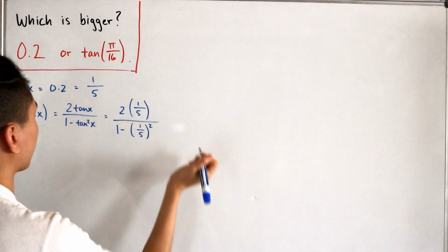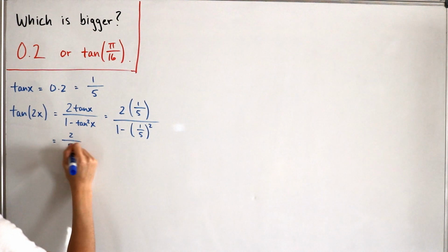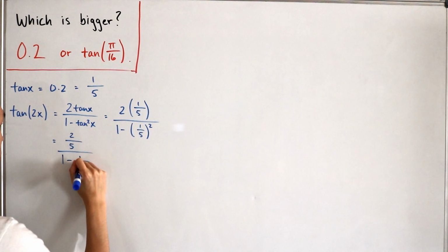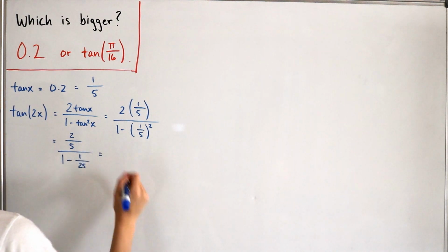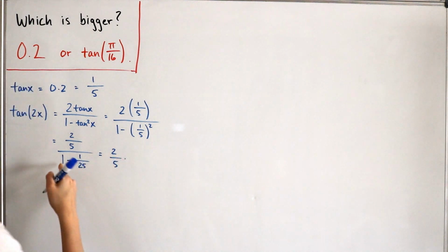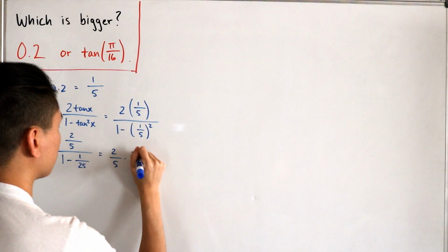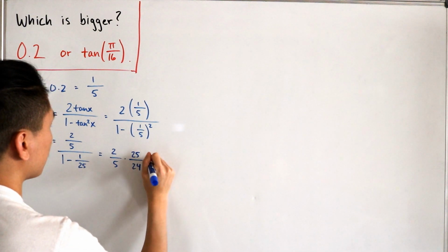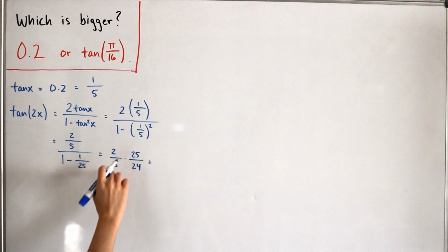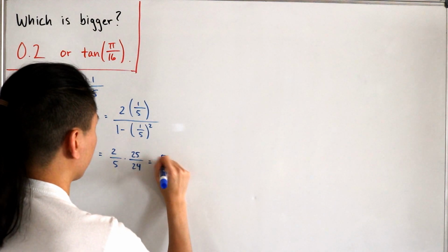all divided by 1 subtract 1 over 5 squared. If we perform the calculation, we have 2 over 5 in the numerator, and in the denominator it's 1 subtract 1 over 25. Then we perform the division: it's 2 over 5 multiplied by, since 25 minus 1 is 24, the reciprocal, 25 over 24. Then we perform the multiplication, so this is 50 divided by 120, which we can reduce down to 5 over 12.